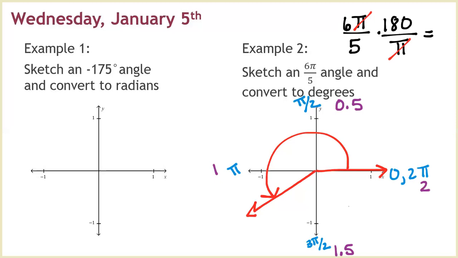When you do that, you have 6 times 180, and then that's divided by 5. So go ahead, type that in your calculators. Take 6 times 180. So 6 times 180 divided by 5 is 216 degrees. So when you have an angle, you can measure it in different ways. Just like distance can be measured in inches and feet, time can be measured in minutes and seconds and hours, angles can be measured in degrees and radians. So we have to know how to convert back and forth.